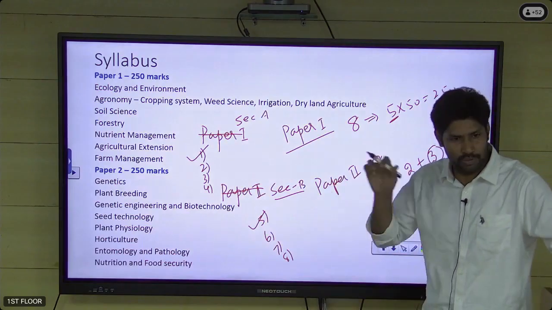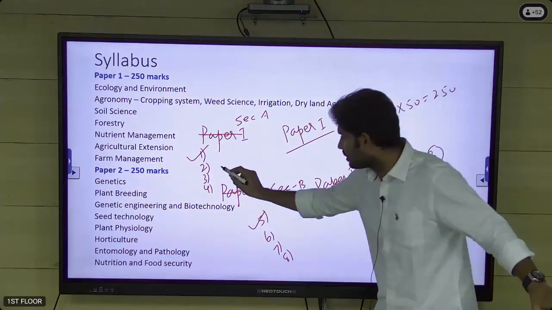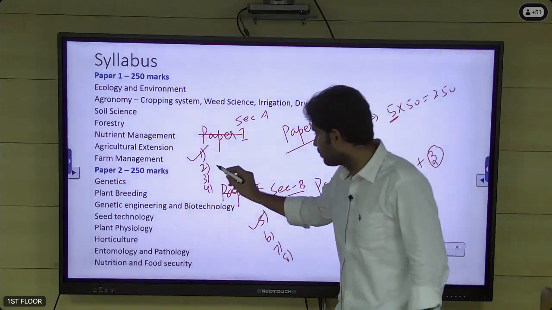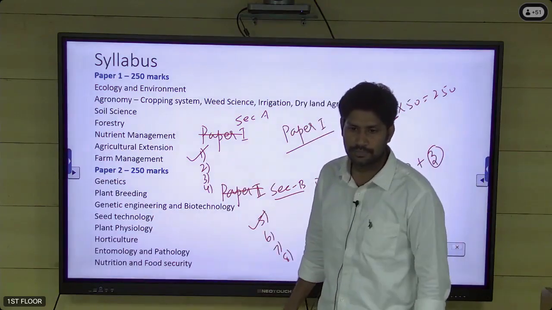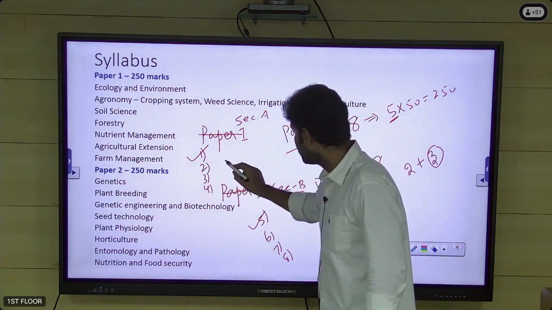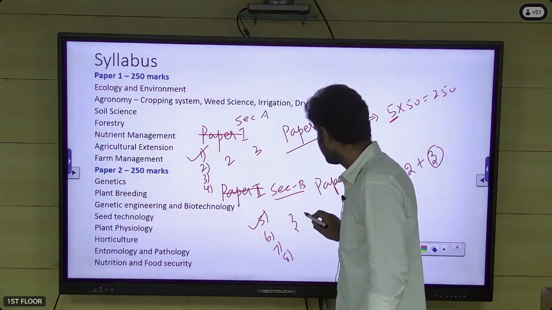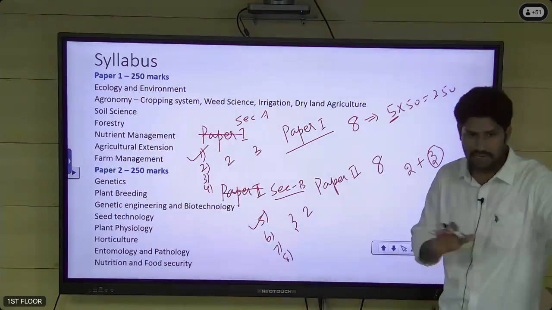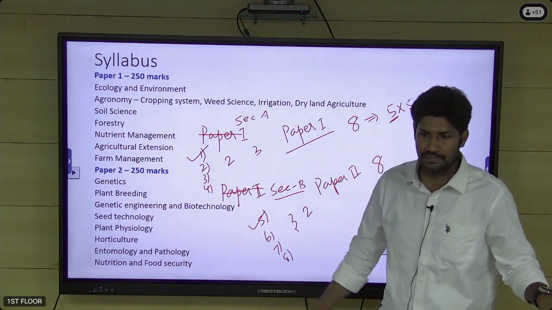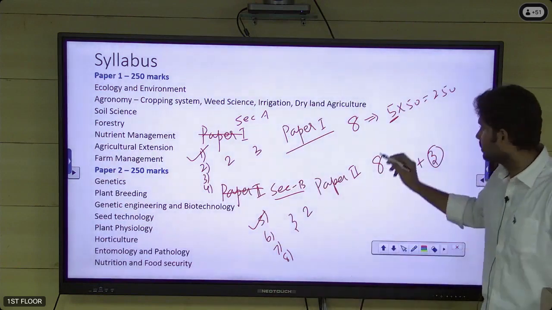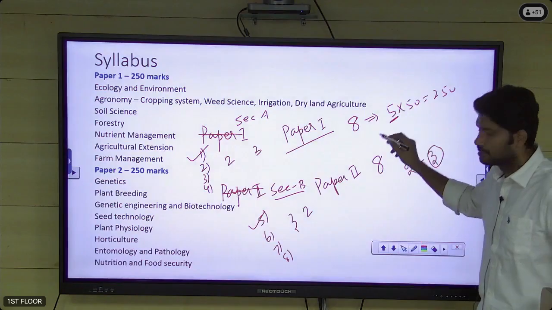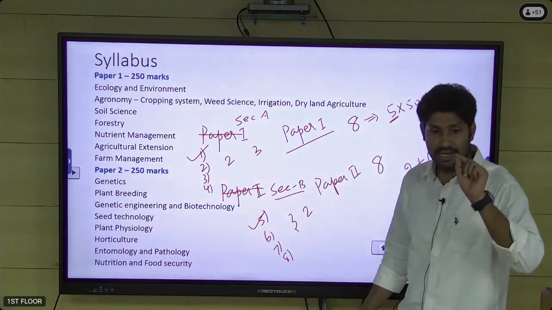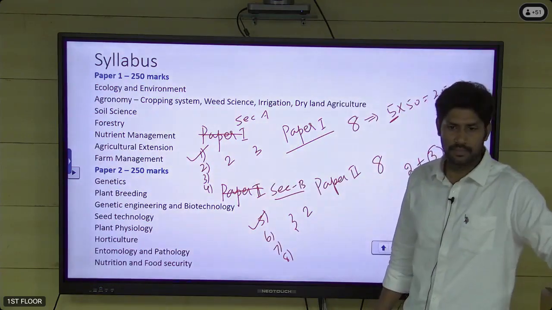And again, one more condition. We cannot choose all the 3 questions from a single section. Apart from the compulsory questions, you have to choose at least one more question from each section. So either we can follow the 2 plus 3 pattern or 3 plus 2. This is the condition in the UPSC mains for all optional papers, not only agriculture. So there are 8 questions, we have to attempt 5 questions, and 1 and 5 are compulsory. Apart from the compulsory questions, we have to choose at least one more question from each section.